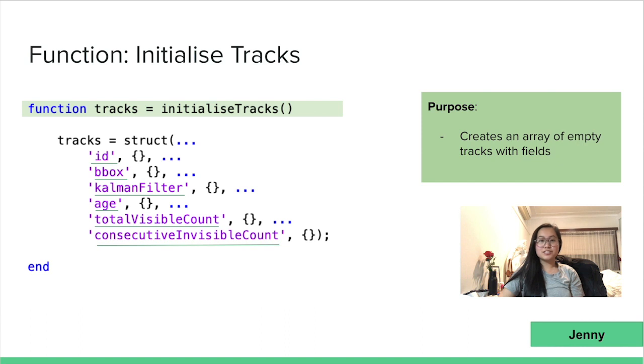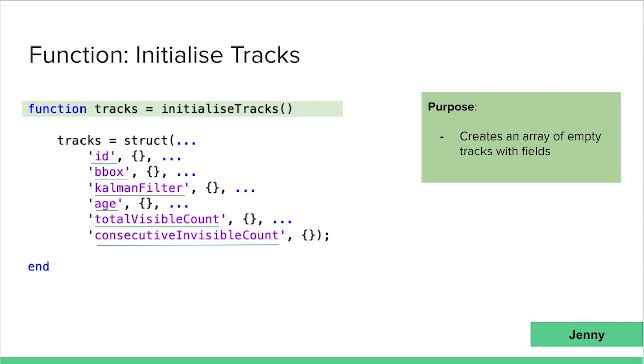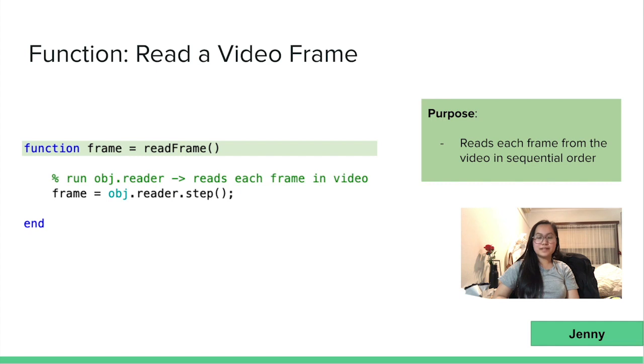The function to initialize tracks creates an empty array with the fields ID, bbox, Kalman filter, age, total visible count, and consecutive invisible count. The function readFrame simply runs the video reader we created in the setup system objects function and reads each frame in the video.